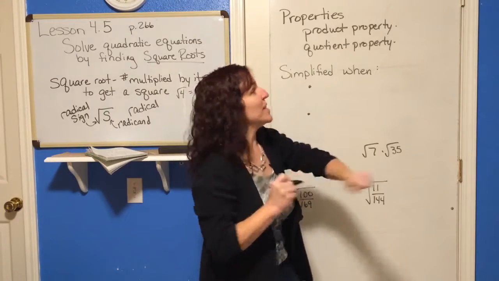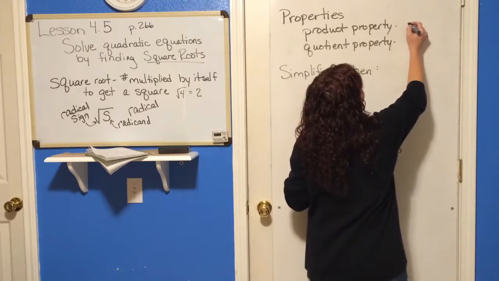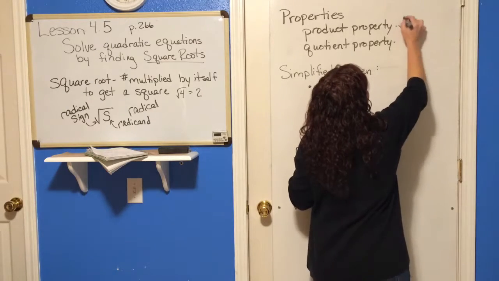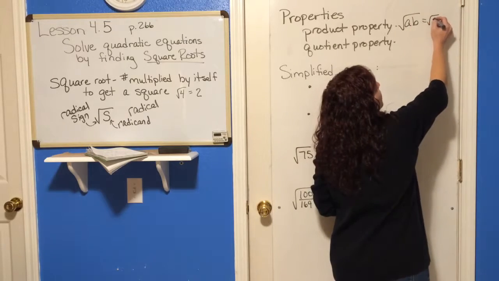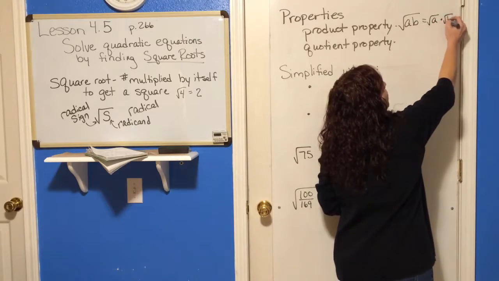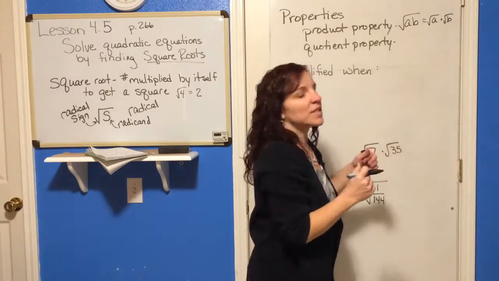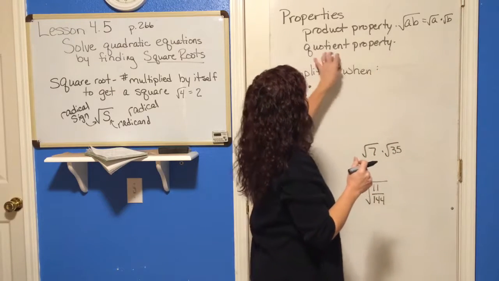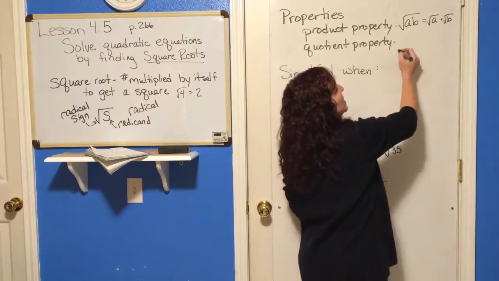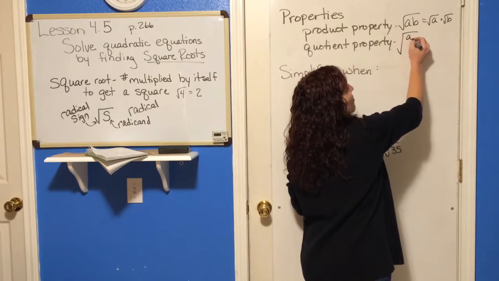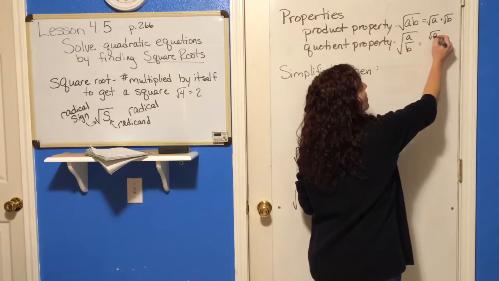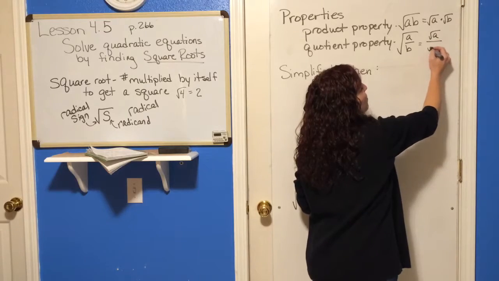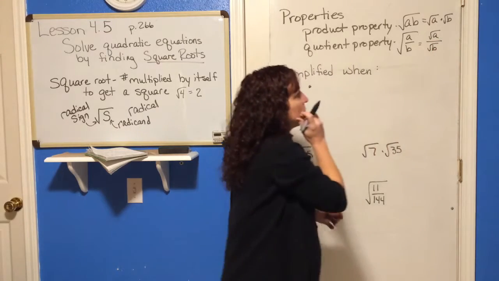The product property simply says that if I have a product under a square root, I can split that up, and I can say the square root of one number times the square root of another. And sometimes that's important when we're manipulating the numbers. The quotient property simply says that if I've got a quotient of two numbers, I can split that up as well. The square root of A divided by the square root of B.